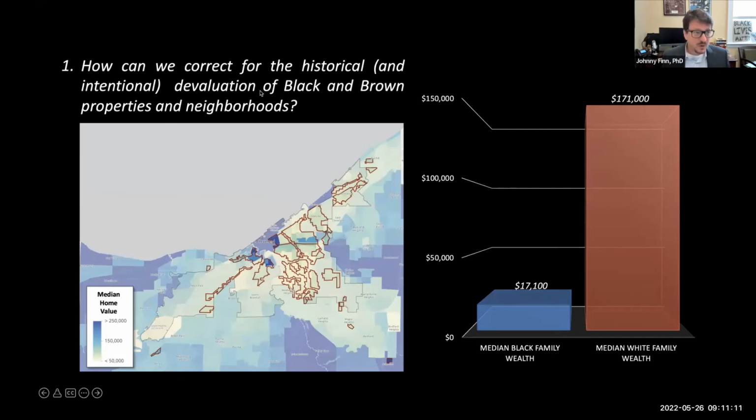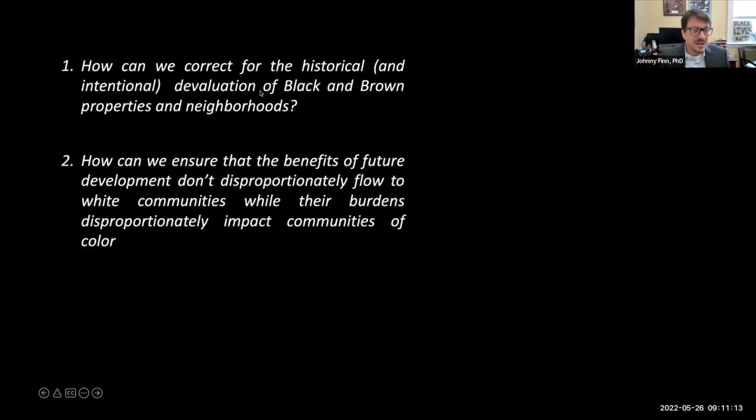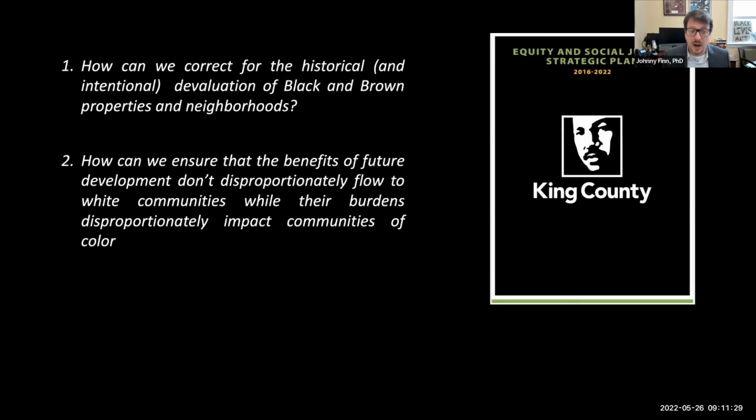I don't have the answer to this question, but I think we have to contend with the question. Question number two that I think we need to contend with is, how can we ensure that benefits of future development don't disproportionately flow to white communities while their burdens disproportionately impact communities of color? I don't know the answer to this question, but I have been inspired by what's happening in King County, the county that encompasses the city of Seattle.